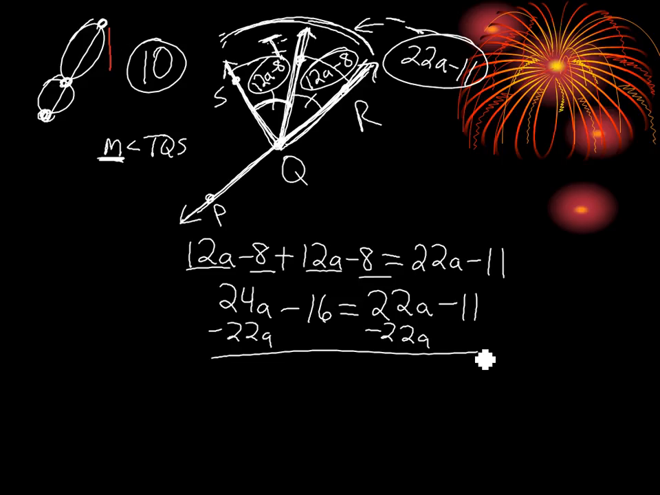What is 24A's minus 22A's, Dustin? 2. You've got 24A's, you take away 22A's, 2A. We still have the minus 16 on this side. Those canceled. We have minus 11 on the other side. What do we do next, Chloe? How do you solve that? Add what? Add 16 to both sides. Good.